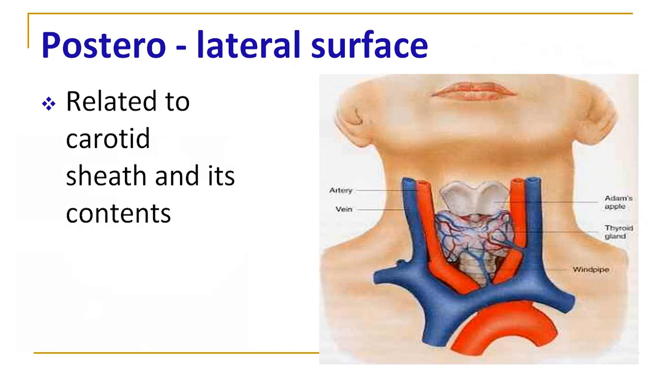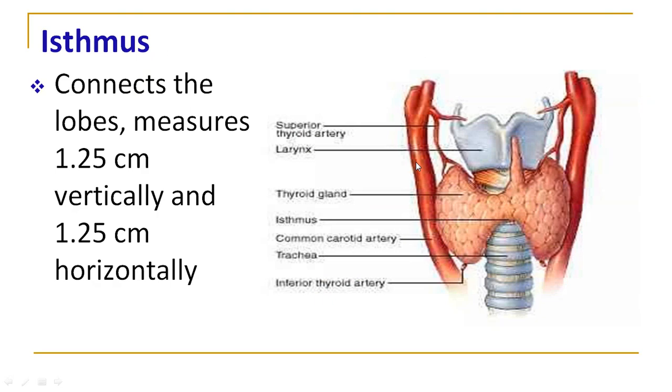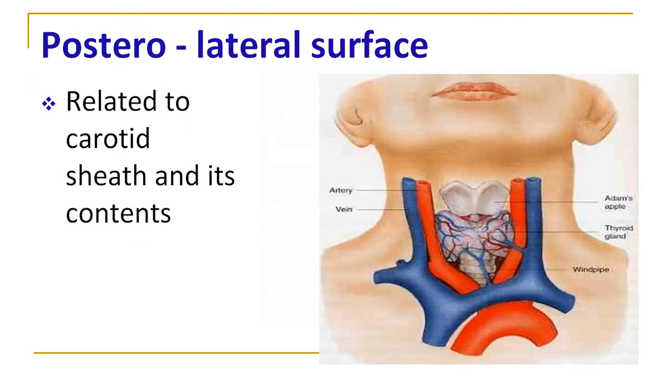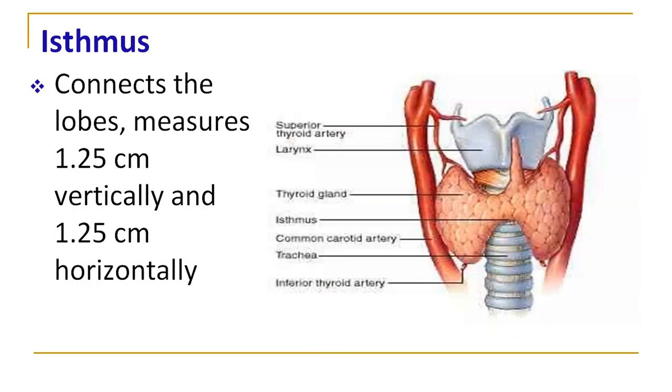Coming to the posterolateral surface, it is related to the carotid sheath and its content. So what is the content of the carotid sheath here? Medially, it is the common carotid artery. Laterally, it is the internal jugular vein. Between the two, there is one yellow colored wire which is going to supply the GIT, gastrointestinal tract, and that nerve is called the vagus nerve. So that is the content of the carotid sheath, related to the posterolateral surface.